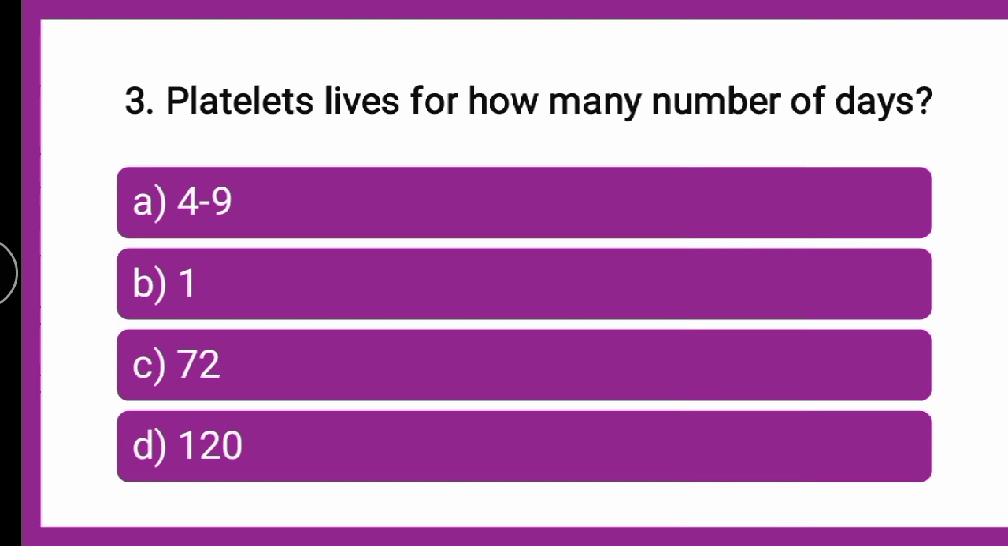Next question is, platelets live for how many days? Whether they live for 4 to 9, 1, 72 days or 120 days. Which amongst the given is correct about the platelets' lifespan?